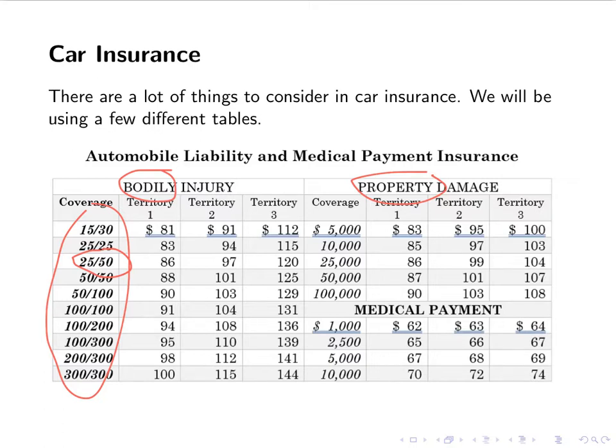Property is some thousands of dollars: 5,000, 10,000, 25,000. And again, that's for the things that you hit: someone else's car, a fence, a house, a fire hydrant.